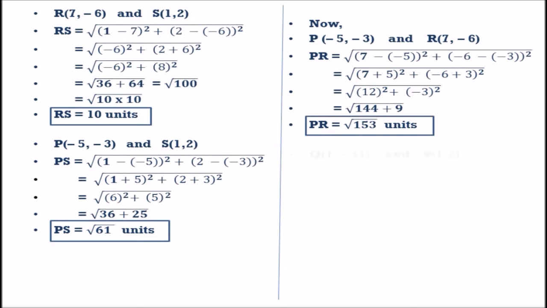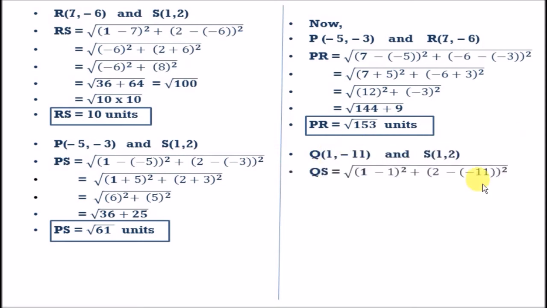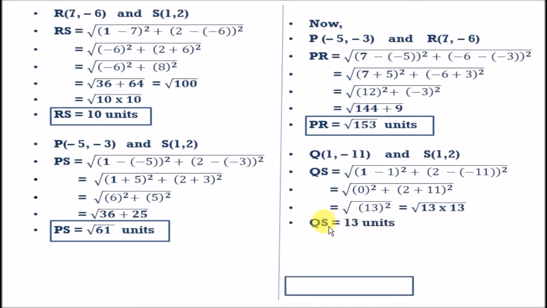Now let's find the distance of the second diagonal, QS. The coordinate of Q is (1, -11) and S is (1, 2). So QS equals under root (1 - 1) whole square plus (2 - (-11)) whole square. 1 minus 1 will be 0, so 0 square plus 2 minus minus plus, sign will change, plus 11 square. 0 square will be 0, so we can leave that. 2 plus 11 will be 13, so 13 square, which can be expressed as 13 into 13. So the distance of QS will be 13 units.